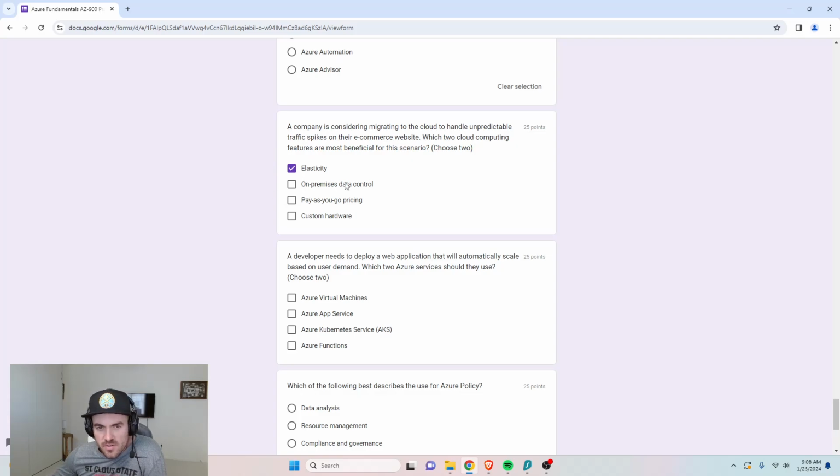On-prem data control, that's migrating away from the cloud, so we can get rid of that one. Pay-as-you-go pricing definitely makes sense because you can pay just as you use your resources and then get rid of them once you don't need them and you're not paying for them anymore. And then custom hardware, not really the case here because you kind of get what Azure has.